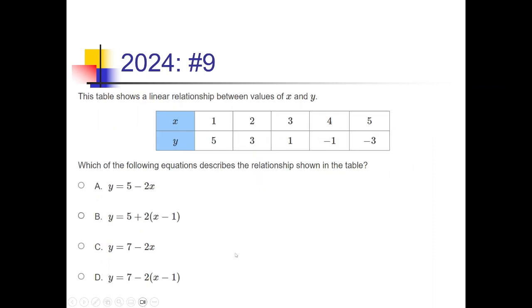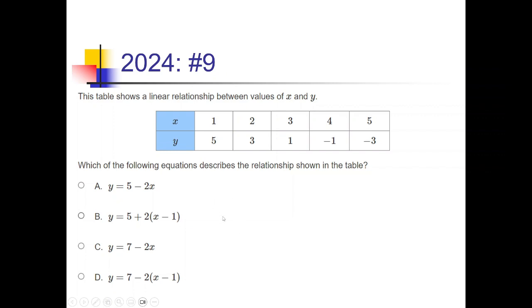For number 9, they're giving us a table, and they're saying that this is a linear relationship between x and y, and they want the equation that describes the relationship in the table. So these equations are all in either mx plus b form, kind of, sort of, it's more like b minus or b plus mx, but whatever, or they're in some kind of weird point slope form. So if I can find the slope, that would be a good starting point. That might at least narrow it down a little bit.